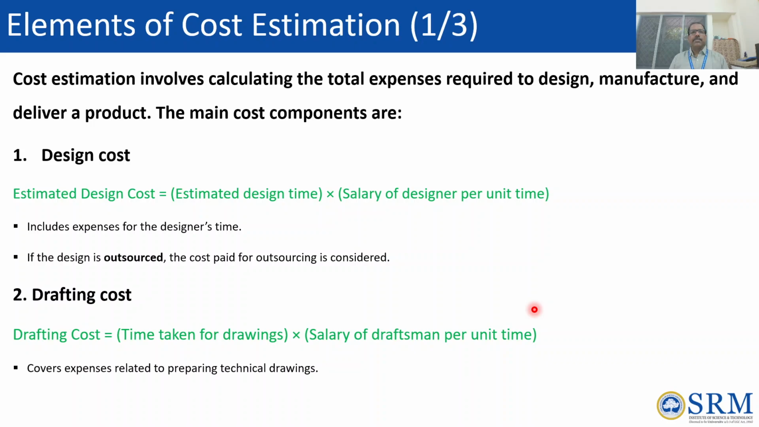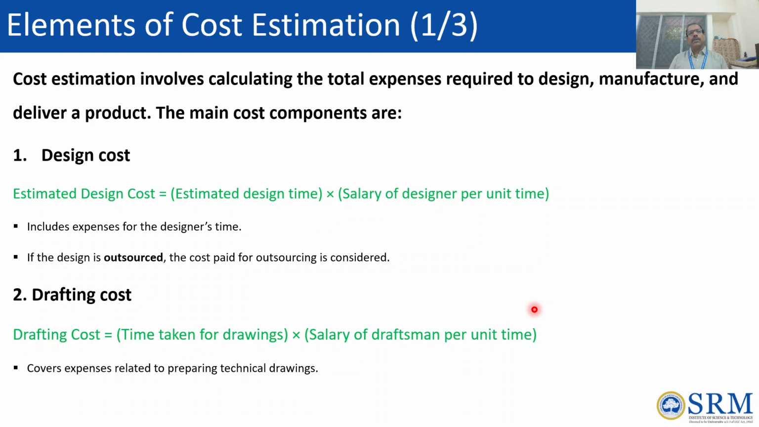So cost estimation means forecasting the cost going to occur to make a particular product before it happens. So cost estimation involves calculating the total expense required to design, manufacture, and deliver a product. The main cost components are divided as design cost.